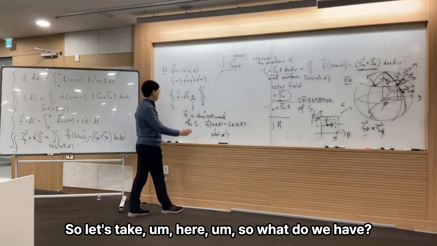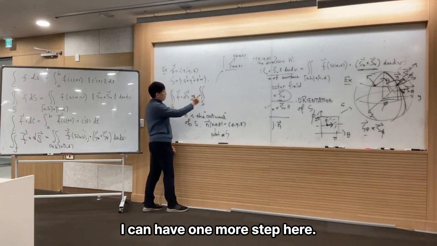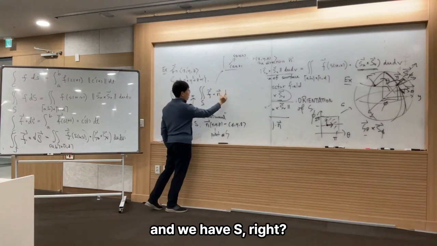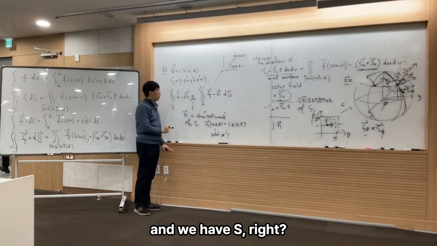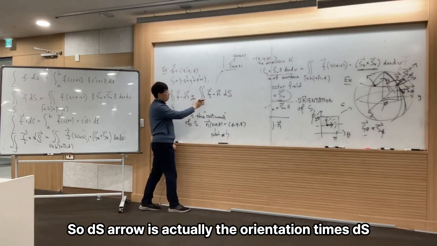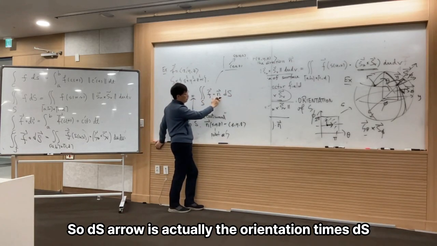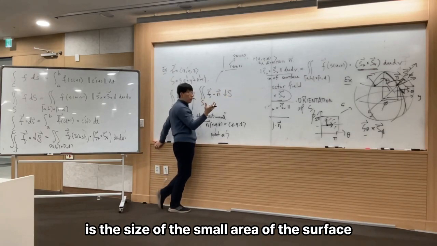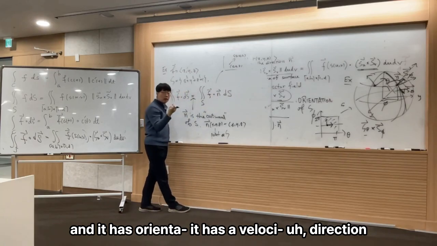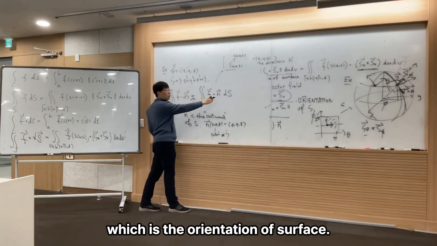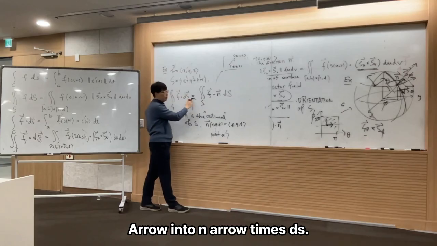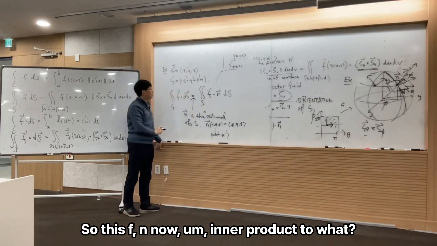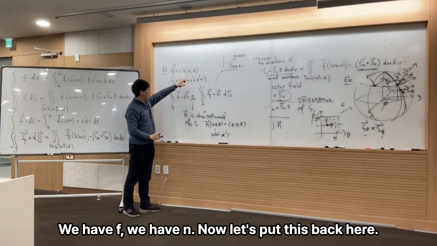So what do we have? I can have one more step here. So we had orientation n, and we have S, right? So the ds arrow is actually the orientation times ds, because the size of ds is the size of the small area of the surface, and it has a direction, which is the orientation of the surface. So you can split ds arrow into n arrow times ds. So this F inner product n, we have F, we have n.